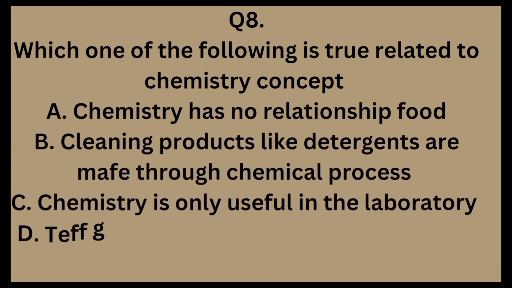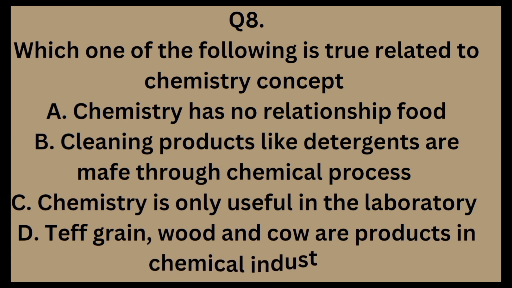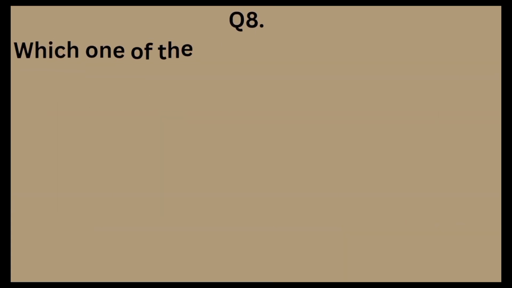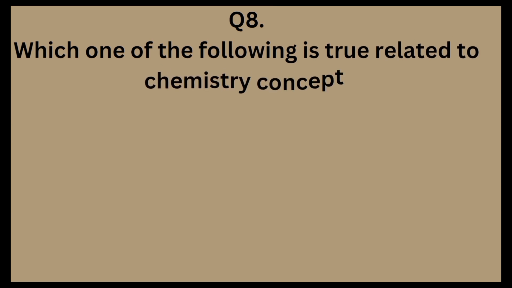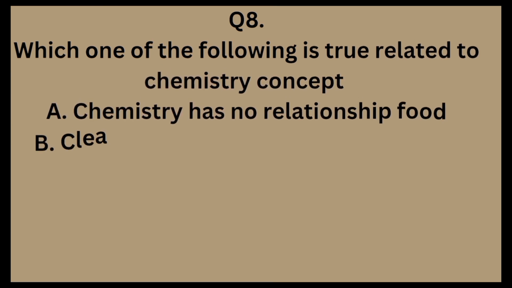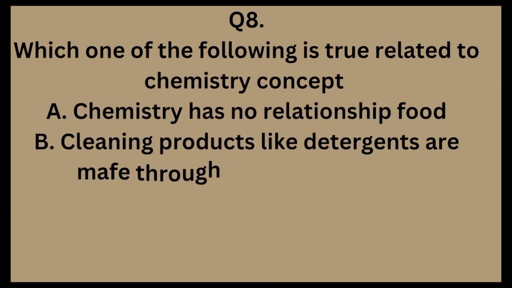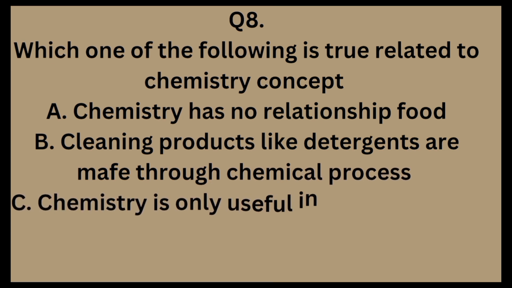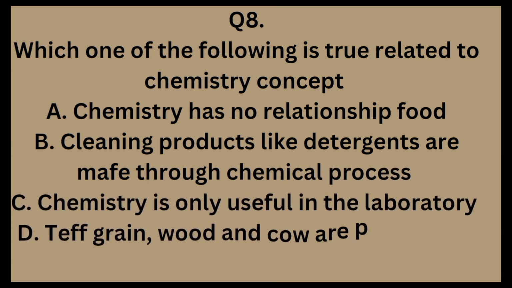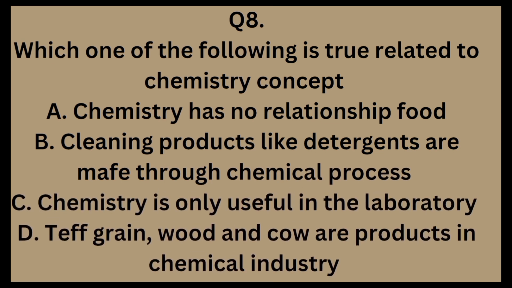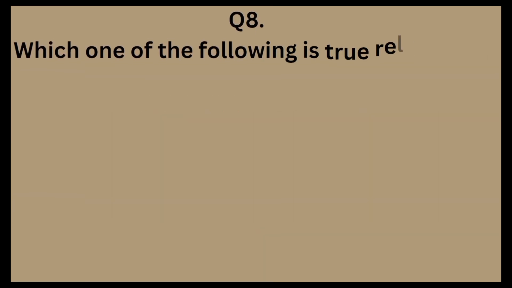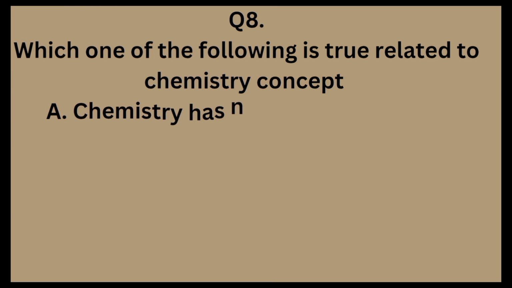Alternative D says teff grain, wood, and cow are products in chemical industry. Teff grain is not produced from chemical industry, only obtained from agricultural or farming lands. Wood is also found from lands, and cows are produced by nature. Due to this reason, alternative D is not the answer.